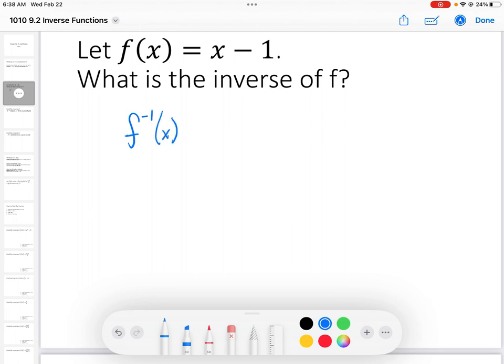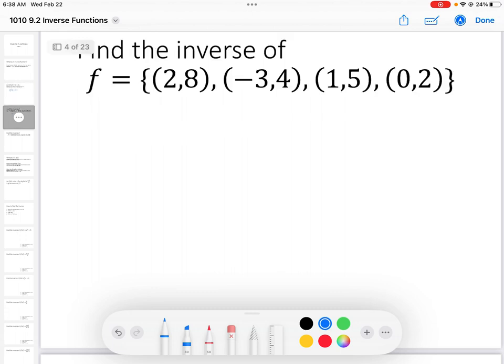So the inverse function of f is going to be the one that undoes whatever f did. If f takes a number and subtracts 1 from it, the inverse function would be to take the result of that and add 1 to it. So the inverse function undoes the original function.